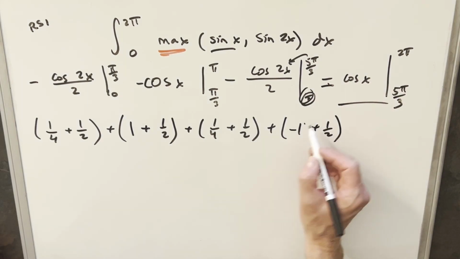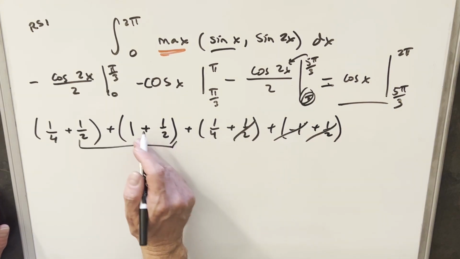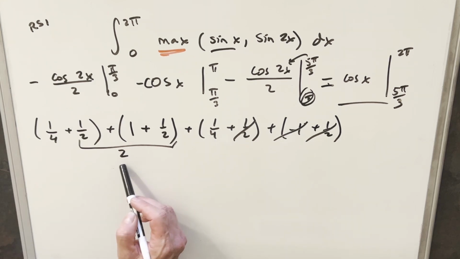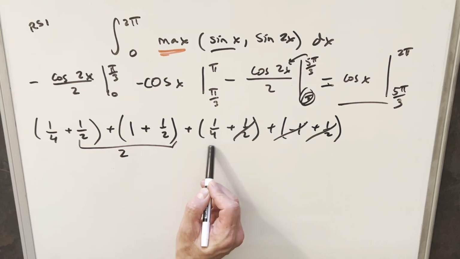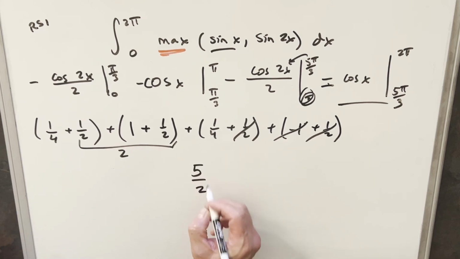Just adding this up, I see that we can cancel this minus 1 with the 1/2 and 1/2. 1/2 plus 1/2 plus 1, this is going to be a 2. So we have 2 here plus a quarter is going to give me 2.25. For our final solution, I'm going to write this as just 9 over 4.